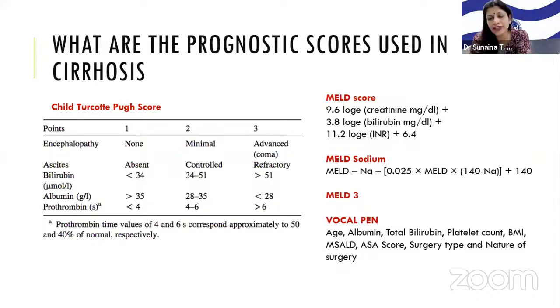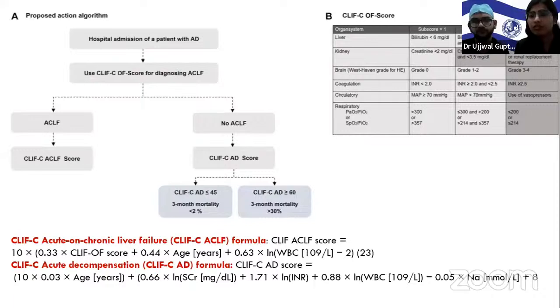For acute liver failure, which score is used? King's College criteria we use. Right. And you had mentioned acute-on-chronic liver failure, right? So now we have the CLIF organ failure score, according to which CLIF acute decompensation or acute-on-chronic liver failure formulas are calculated. The values are here. Anybody who is interested can go through this later.